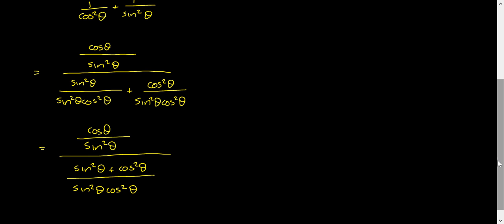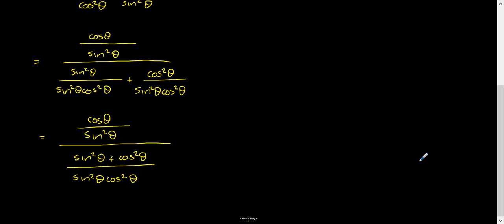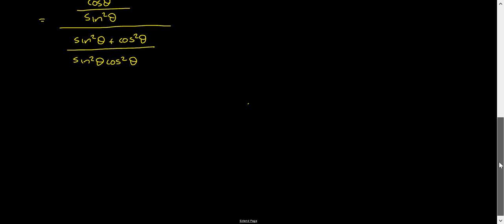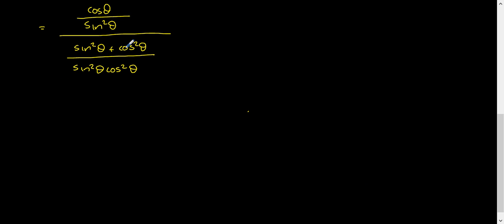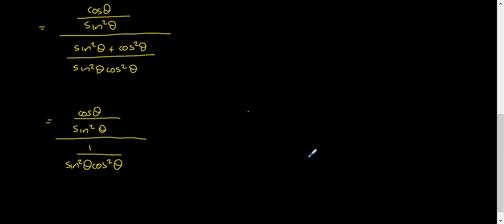So now, again, looking at what we've got to work with, I'm going to concentrate on the denominator for a second. Sine squared plus cos squared is 1. So I end up with cos theta over sine squared theta all over 1 over sine squared theta cos squared theta. Now, at this point, I can't really shrink these down anymore. I've combined the numerator and denominators both into a single fraction.